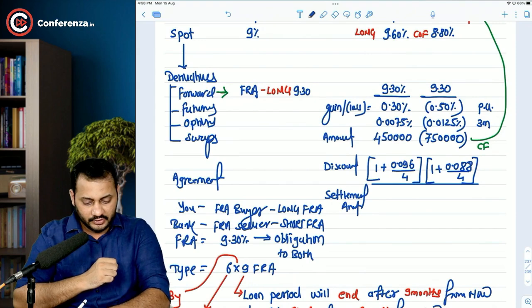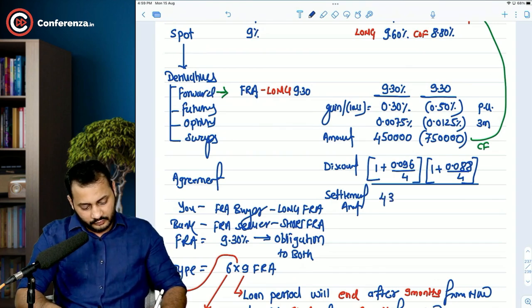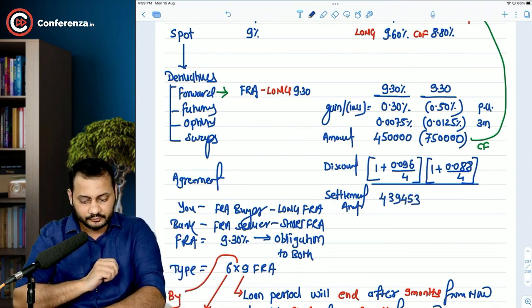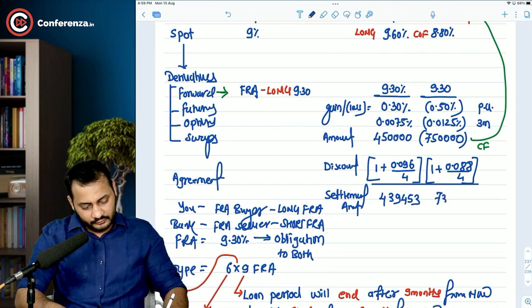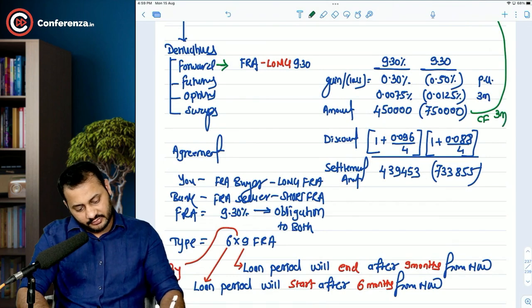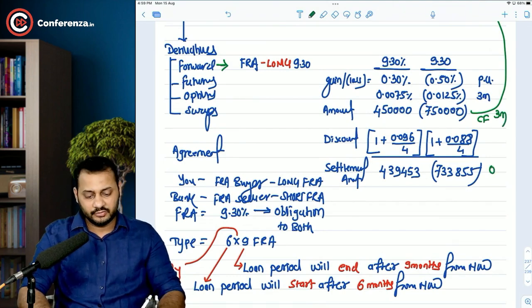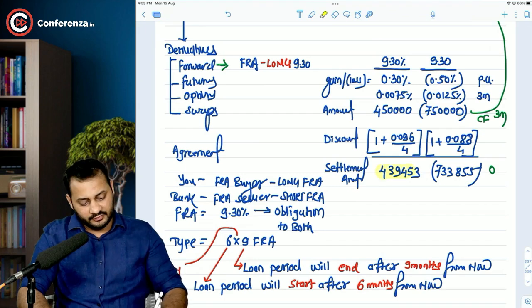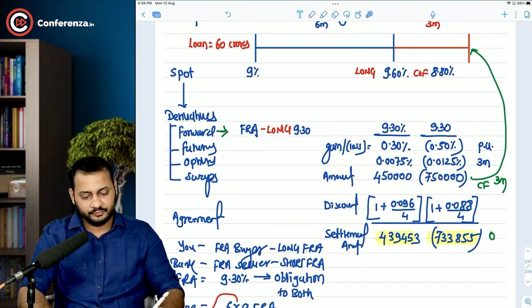So 4,50,000 divided by 1 plus 0.096 divided by 4, that is 1.024, gives 439,453. And the other gives $733,855. So understand the chronology, sir. This is payable at the end of 3 months. This is payable or receivable at time 0, and it will be settled. So these are the final figures which will be settled between both the parties.